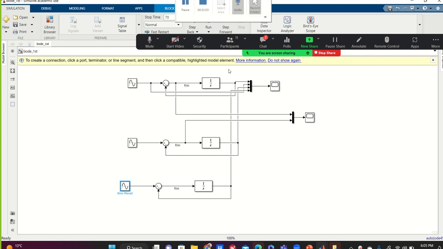Oh, disconnected? Let me close everything. Hello, disconnected? Hello?